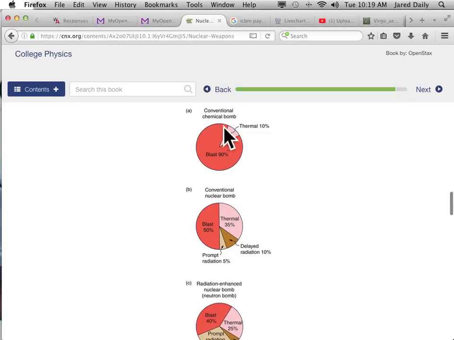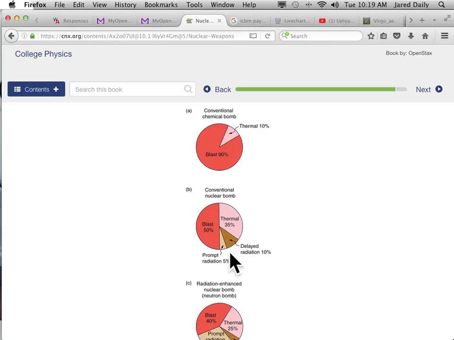So a conventional chemical bomb has 90% blast energy, which is pressure wave, and 10% thermal. For a conventional nuclear bomb, the energy profile is 35% thermal, 50% blast. Radiation comes out immediately, before anything else. The first thing that comes out of a nuclear bomb is radiation. That prompt radiation is 5%, and it's almost all gamma rays. It's so powerful, so energetic, that right next to the nuclear bomb, things are literally disintegrated. It just takes apart the atoms, really close to the nuclear bomb.